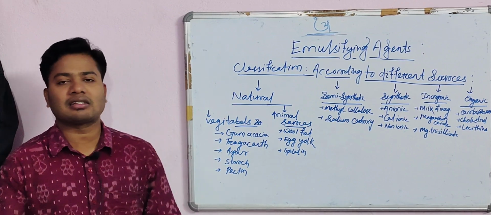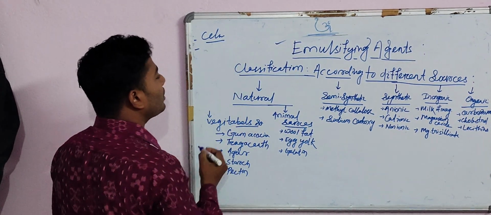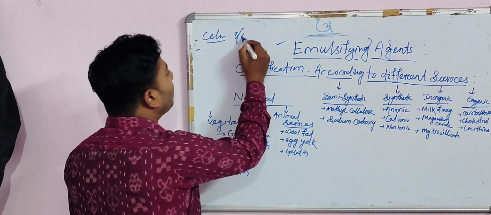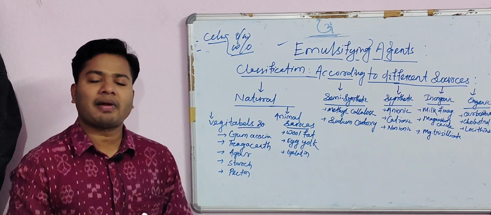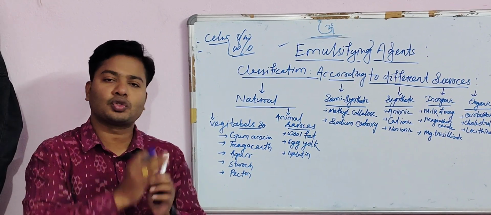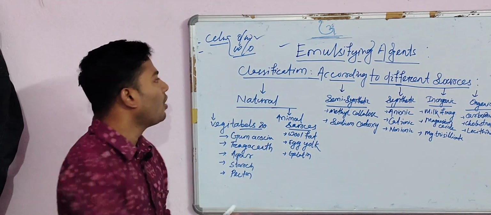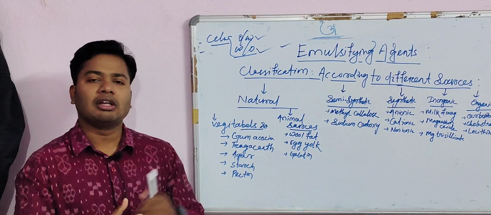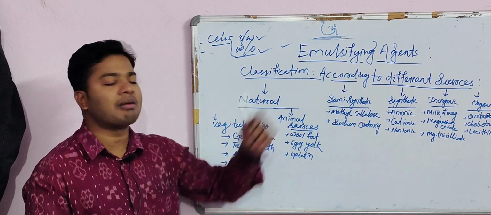So in today's class I will discuss the emulsifying agent and their classification, and how to choose the best emulsifying agent for the preparation of O/W type or W/O type of emulsion. I will discuss what we mean by emulsifying agent, what the classifications of emulsifying agent are according to different sources, and how to choose the best emulsifying agent for a particular type of emulsion. But first, before going to the emulsifying agent, you should know the classification of emulsifying agents according to different sources, so that you can easily understand what I am telling you. So let's see.